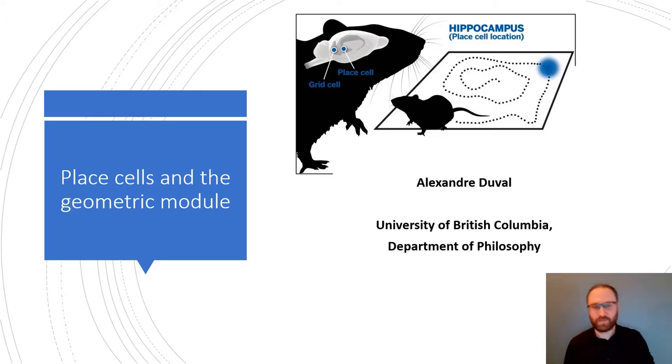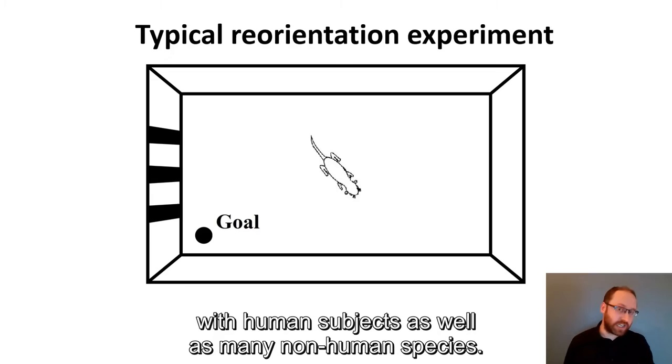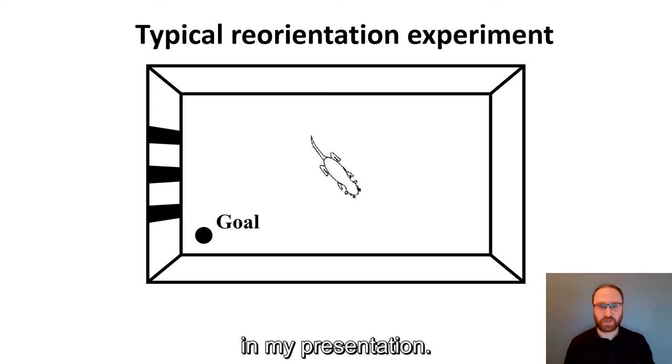So psychologists have used a specific experimental paradigm to study spatial reorientation over the last 30 years. It's a paradigm that has been used with human subjects as well as many non-human species. And I'll be focusing on non-human animals in my presentation.